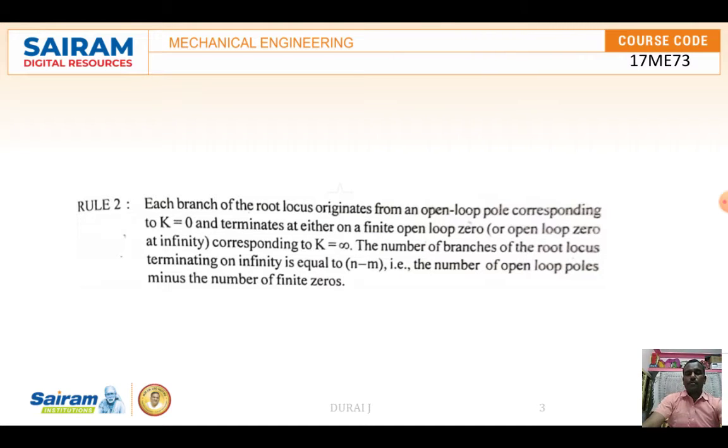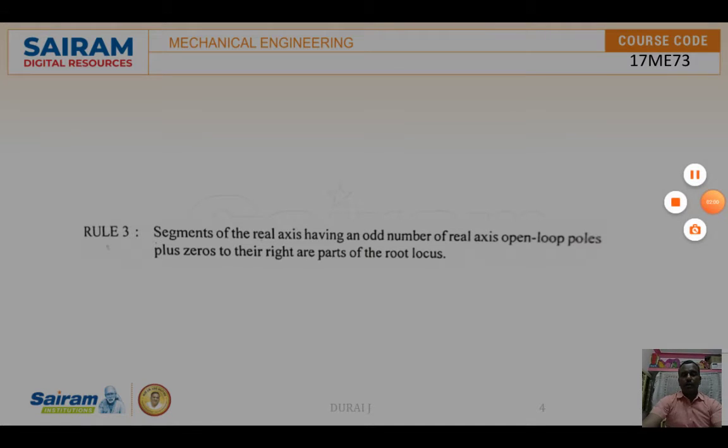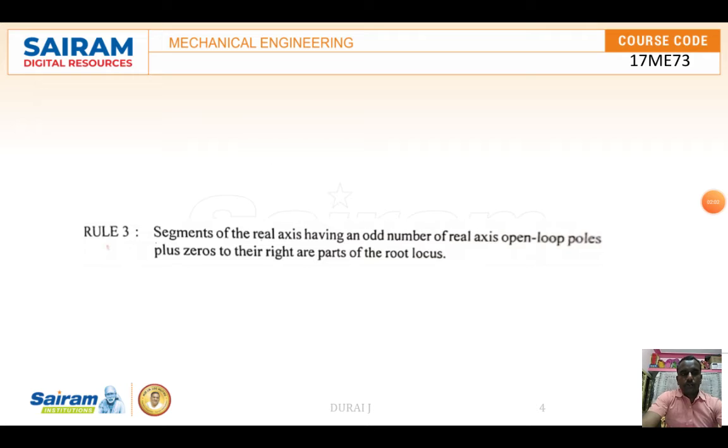Normally in rule 2 we are going to find the number of poles and the number of zeros. The number of poles we are going to mark as n, and the number of zeros we are going to mark as m.